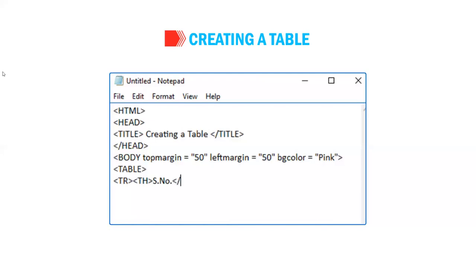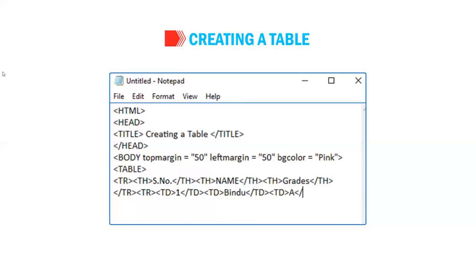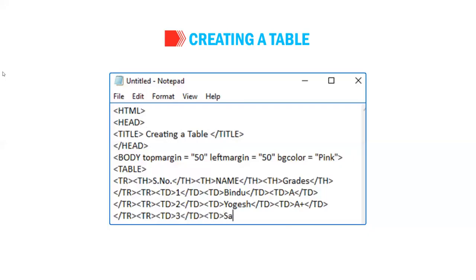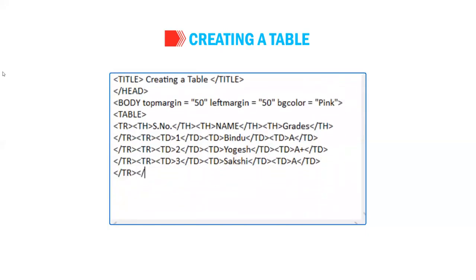<tr><th>Serial number</th><th>Name</th><th>Grades</th></tr>, <tr><td>1</td><td>Bindu</td><td>A</td></tr>, <tr><td>2</td><td>Yogesh</td><td>A plus</td></tr>, <tr><td>3</td><td>Sakshi</td><td>A</td></tr>, </table>, </body>, </html>.